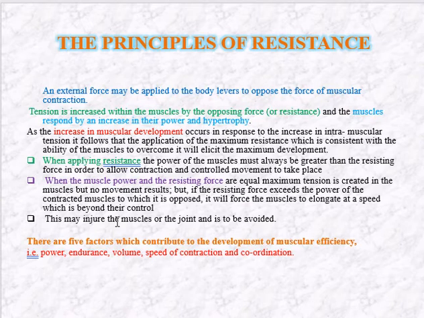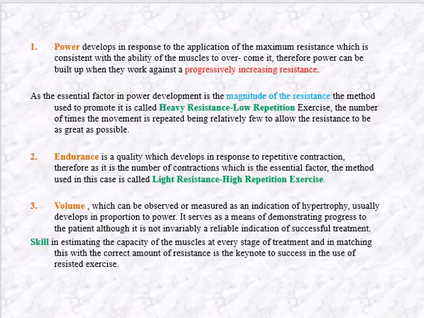There are five factors which contribute to the development of muscular efficiency: power, endurance, volume, speed of contraction, and coordination. Power develops in response to the application of the maximum resistance, which is consistent with the ability of the muscles to overcome it. Therefore, power can be built up when they work against a progressively increasing resistance. As the essential factor in power development is the magnitude of the resistance, the method used to promote it is called heavy resistance low repetition exercise.